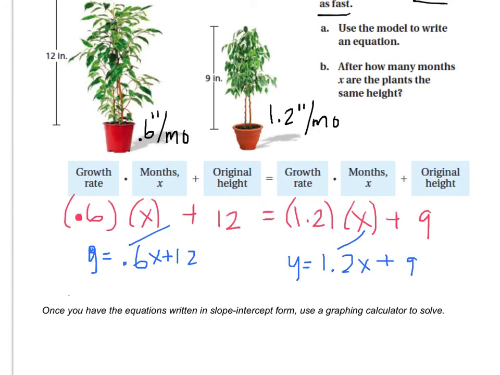So what I want you to read down here with me is that once we have the equations written in slope-intercept form, we can use a graphing calculator to solve. So what I want you to do is have these two equations written down, and then I'll show you next time I see you in class how to put these in the calculator and find their intersection. There's a really cool feature that we can use. So if you have any questions, write them down, and I'll see you then.